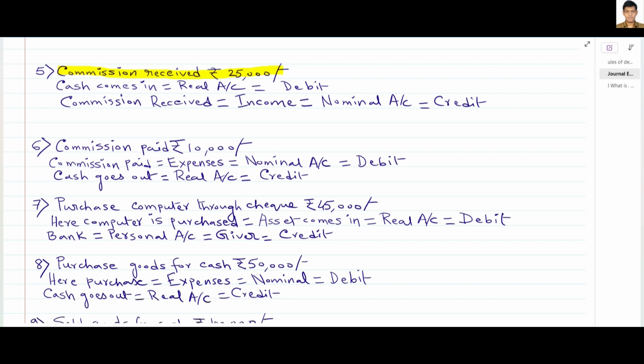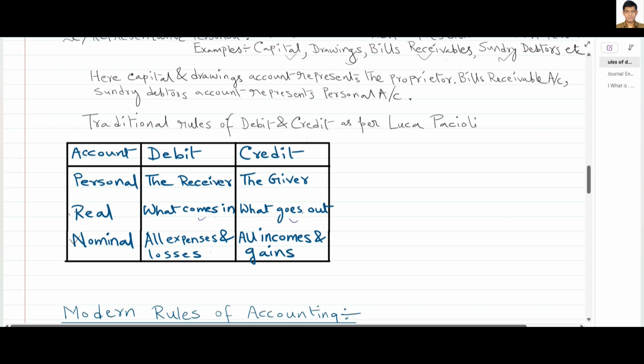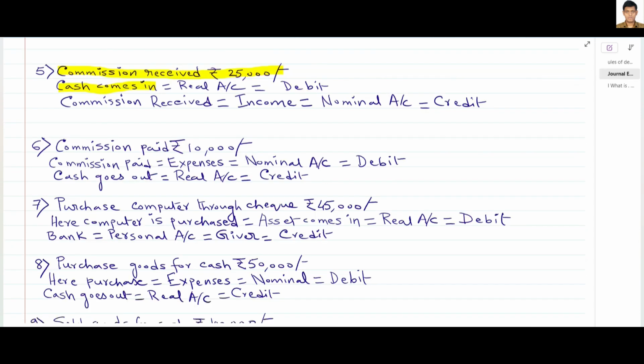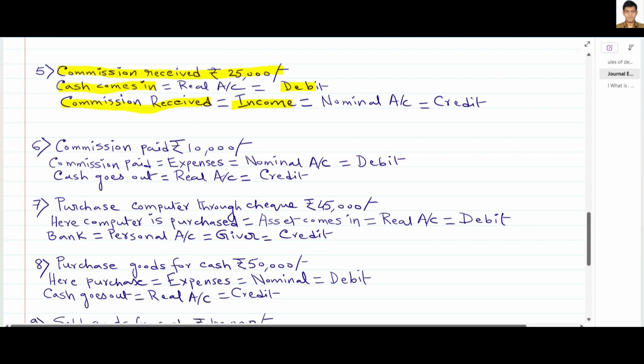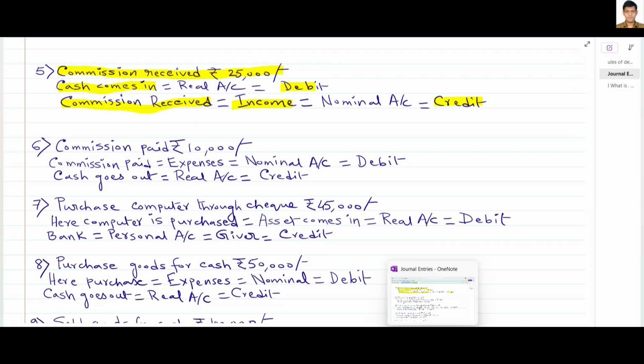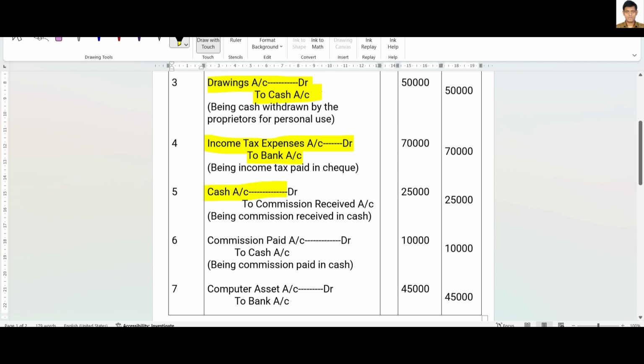So here cash, as we all know, is a real account, and here the cash is coming in, and when something comes in real account, then it will be the debit. What comes in, debit. So here the cash is coming in, and so it is debit. And commission received is an income, and we all know that all income and gains belong to nominal account, and in case of nominal account all incomes and gains are credit. So it will be the credit, and the journal entry will be cash account debit to commission received rupees 25,000.